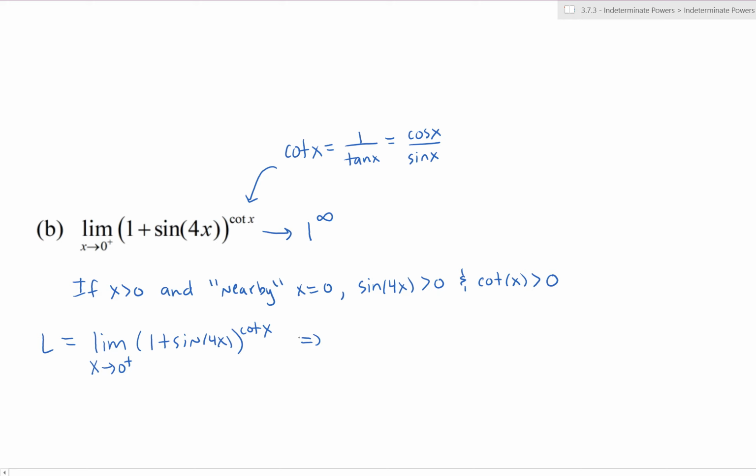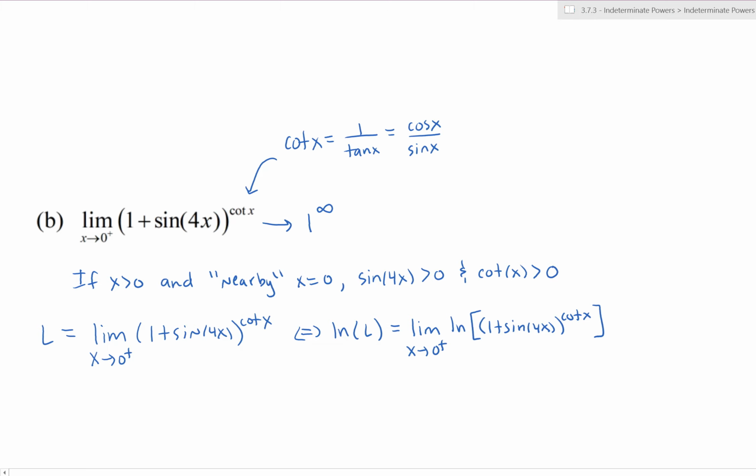And then from there, we'll go ahead and take the natural log of both sides there, so that the natural log of this limit that we're after is the same as bypassing that first part, right? Natural log of the limit is the limit of the natural log here. So limit as x goes to 0 from the right of the natural log of 1 plus sine of 4x, all to the cotangent of x power.